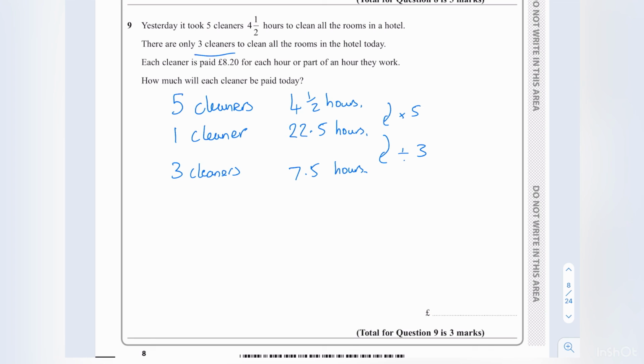Each cleaner is paid £8.20 for each hour or part of an hour that they work. How much will each cleaner be paid today? So they get £8.20 times by 8, because they get £8.20 for every hour or part. So because they've done part of an hour, we have to round that up to 8 hours. So £8.20 times 8 gives us our answer of £65.60.